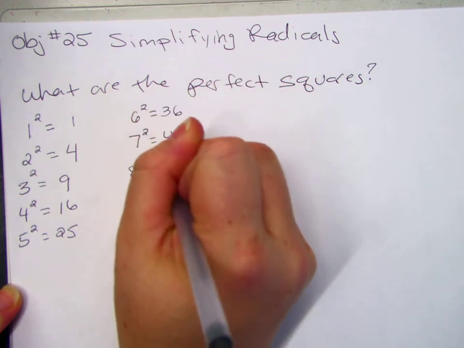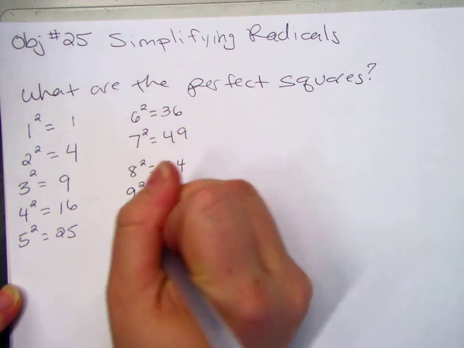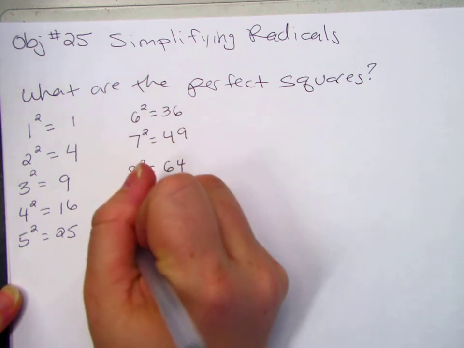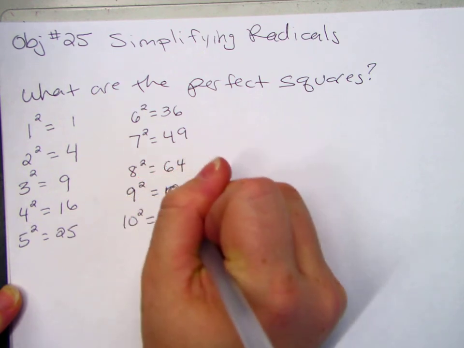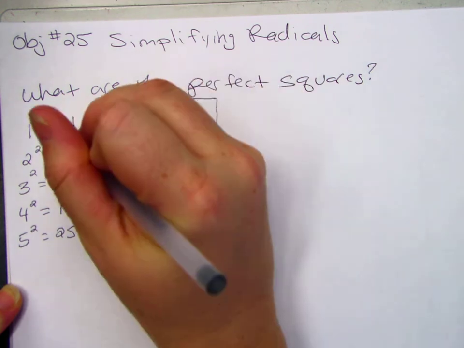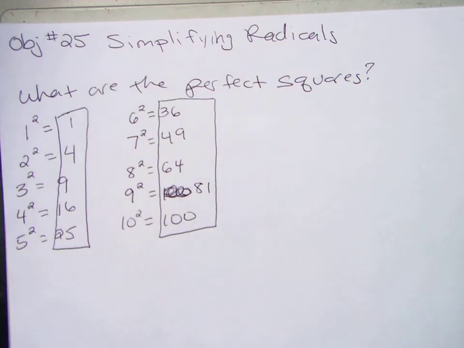8 squared is 64. 9 squared is 81. And 10 squared is 100. So all these numbers in the box are perfect squares. These are the numbers we know the square root of, right?